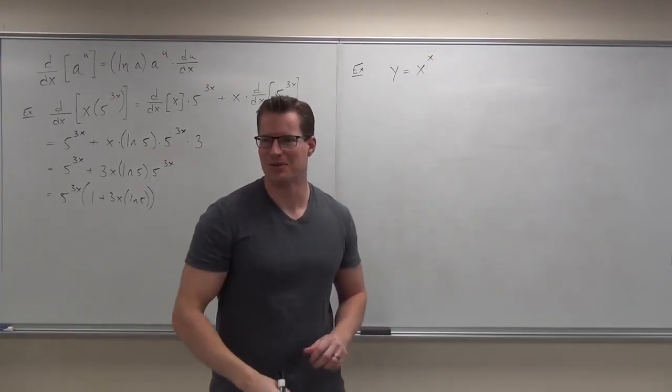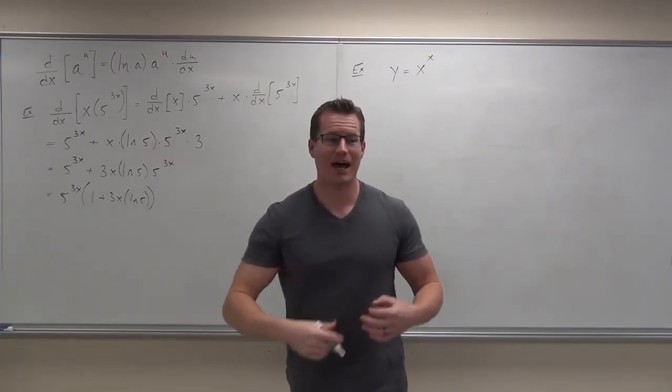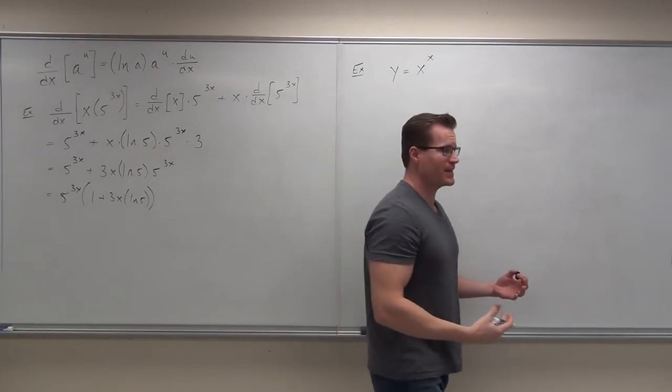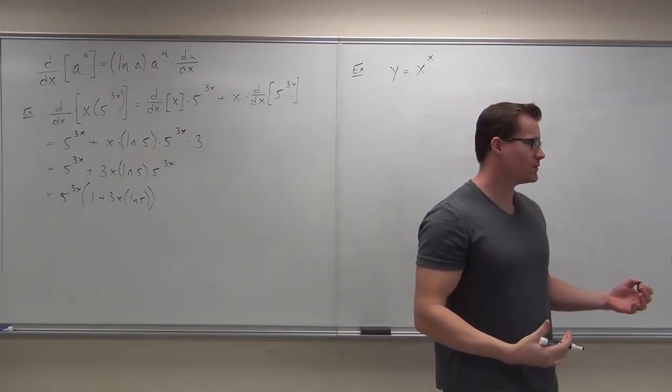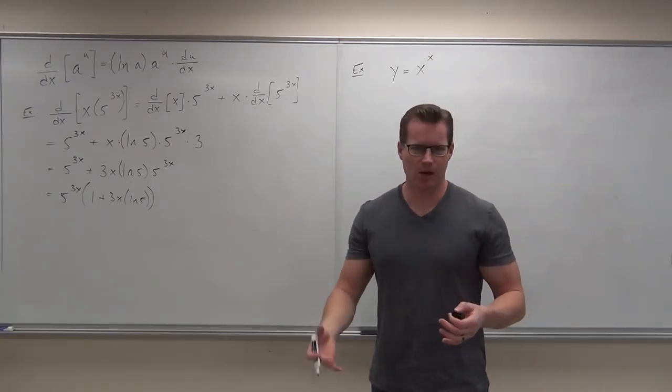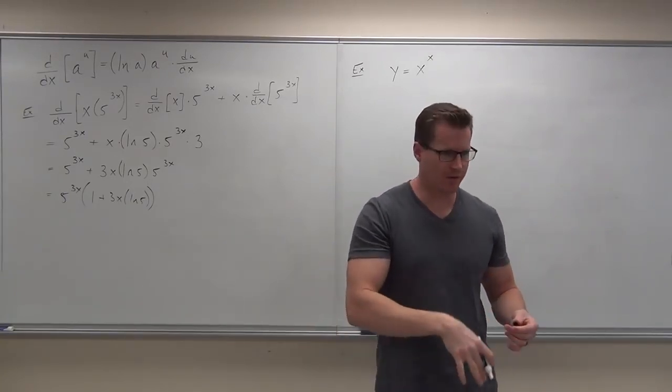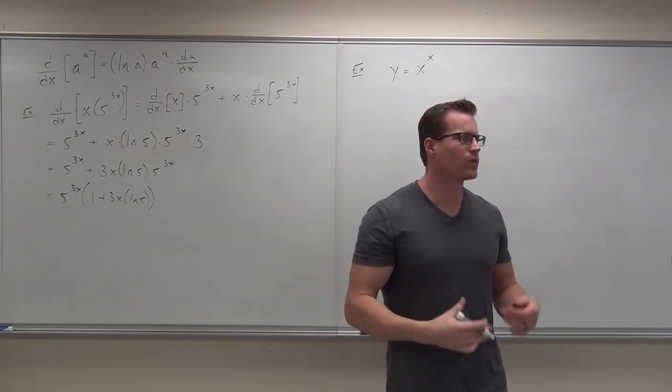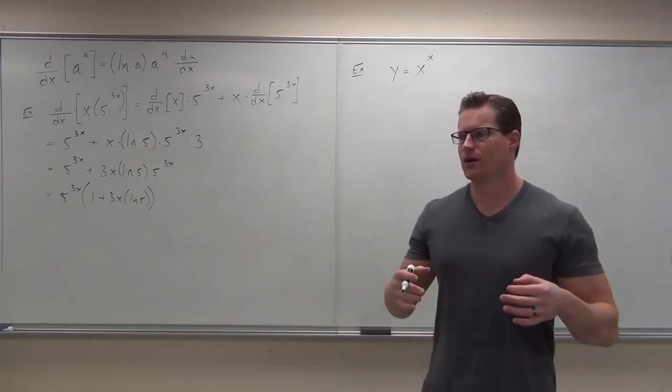Holy cow, did you even know that was possible? What if we have x to the x? Is it an exponential? Yeah, kind of, sort of, right? But the base isn't constant. Here the base is also a variable, happens to be the same variable. How in the world are we going to deal with this one?